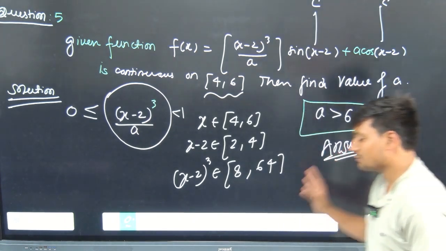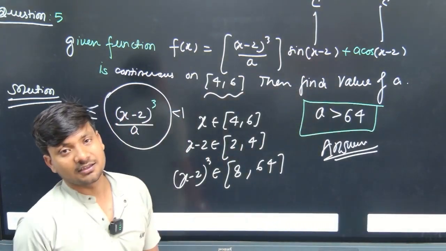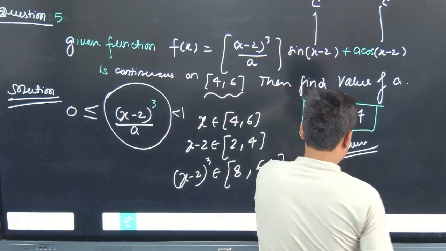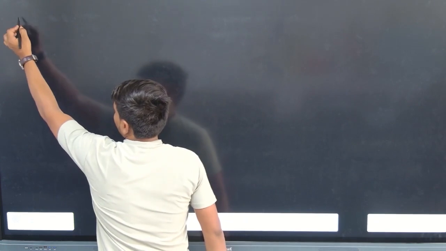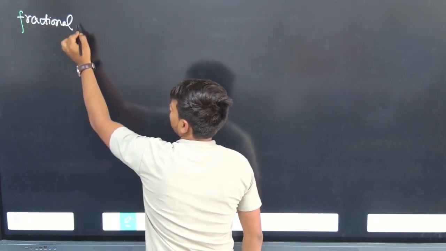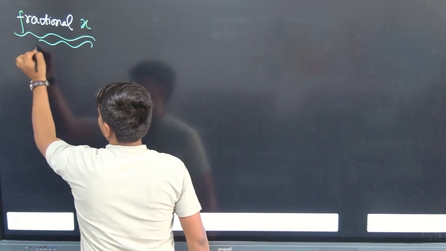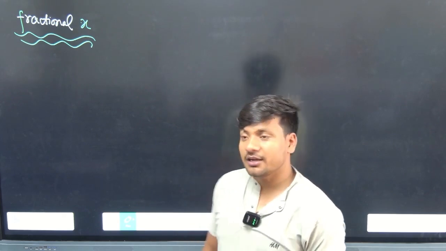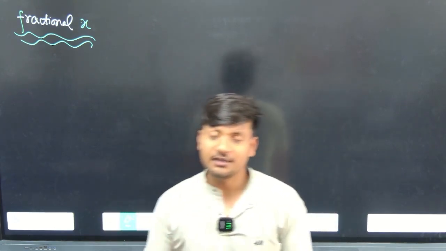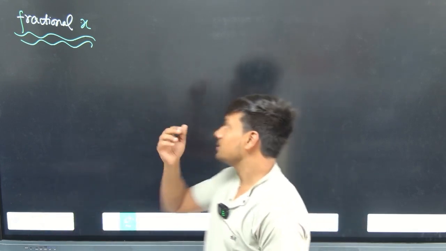So this was the last question on greatest integer topic. Now we will move to the next topic, that is fractional x. In this video we are discussing continuity. After discussing continuity of fractional, signum and mod, we will discuss differentiability of these functions. So now move to the fractional x.